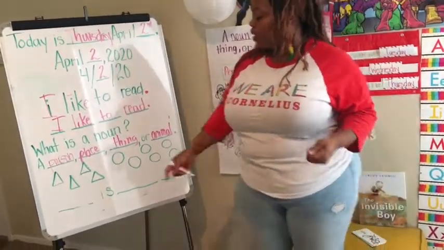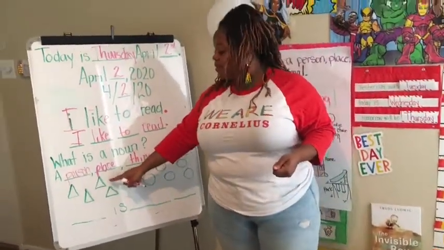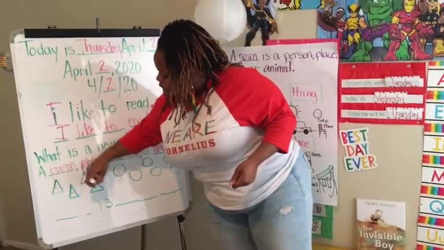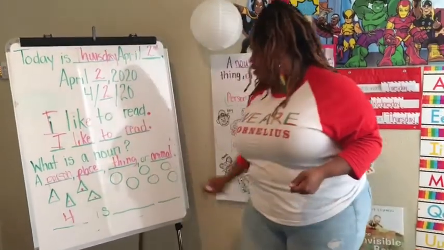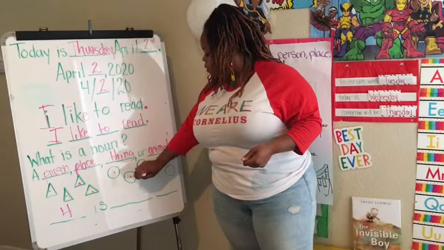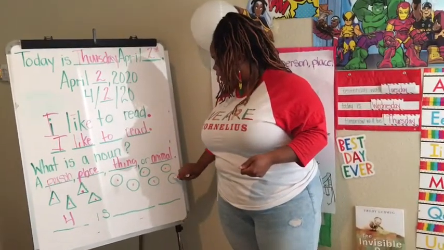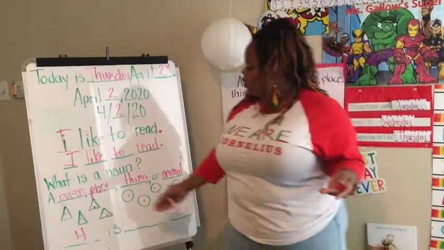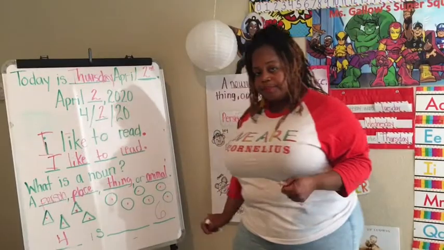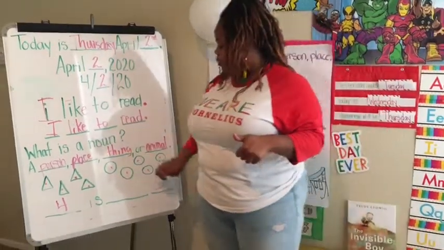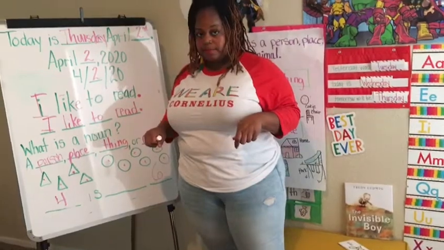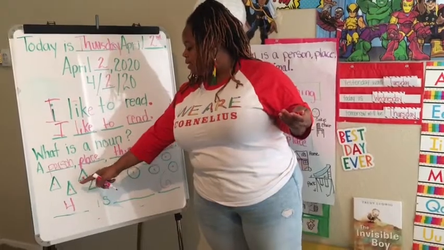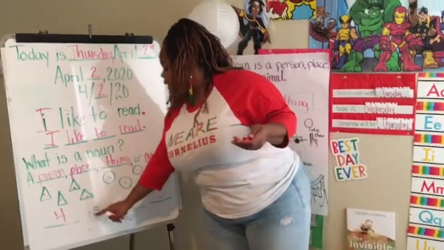Now we're going to count the number in the set of triangles. Let's count. 1, 2, 3, 4. Let's count this set of circles. 1, 2, 3, 4, 5, 6. Now let's compare. Which one of these has more? Good job, the circles has more. And which one of these has less? The triangles. Awesome.